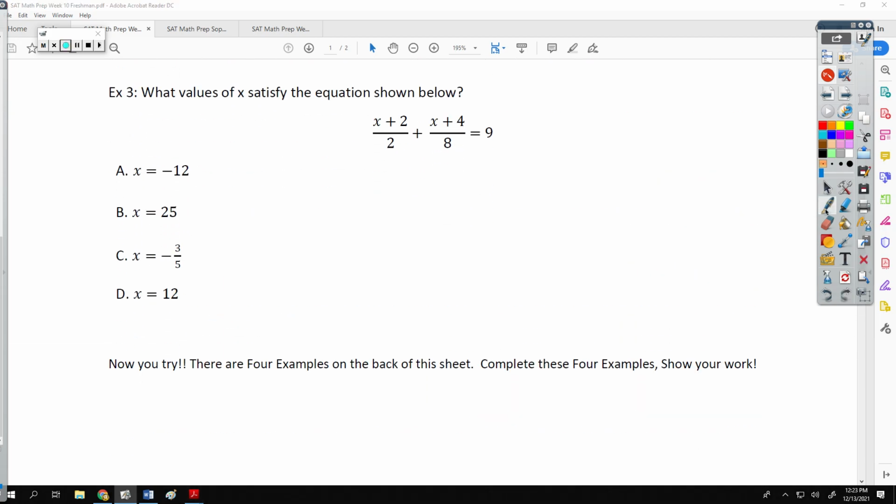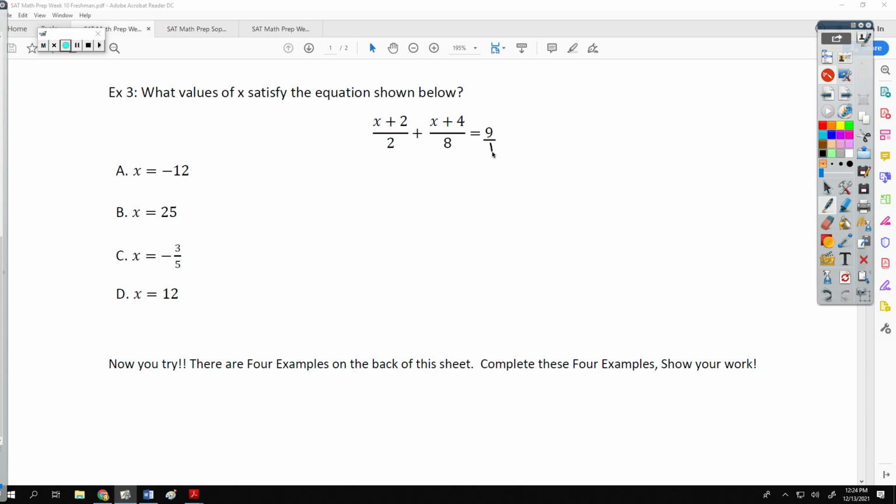Okay, here we have another question. It says, what values of x satisfy the equation shown below? And this equation can look scary because it contains fractions. And we are not super comfortable as math students with fractions at this point in our careers. So here's what we do. We need to look at the denominators of these three terms. Now 9 is a whole number, so we start by putting 9 over 1 so that all three pieces of this equation have a denominator.